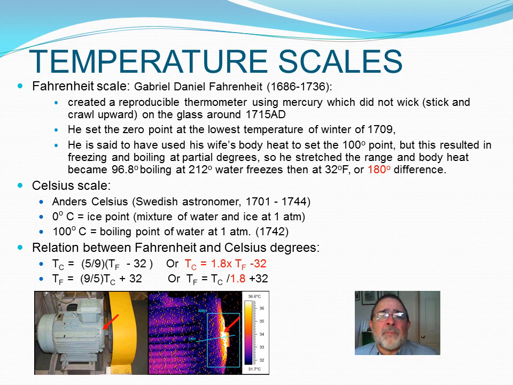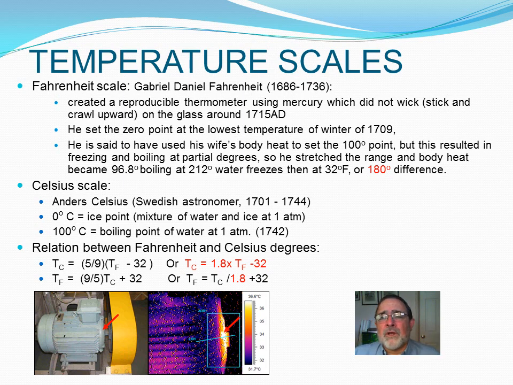1750 AD. He set the 0 point at the lowest temperature of the winter of 1709. He is said to have used his wife's body heat to set the 100 degree point, though it is unknown if that's actually true or if it's an urban legend. But this resulted in a freezing and boiling point that were at partial degrees.